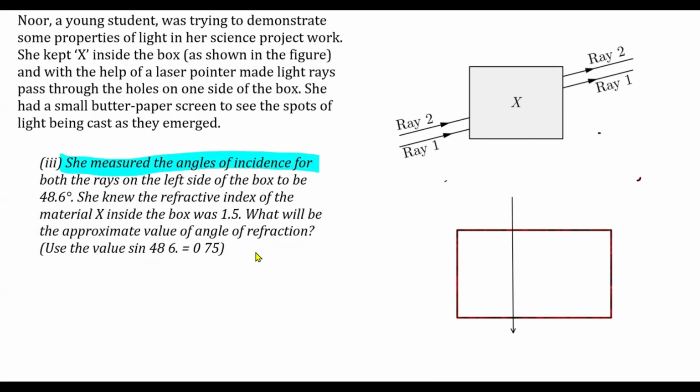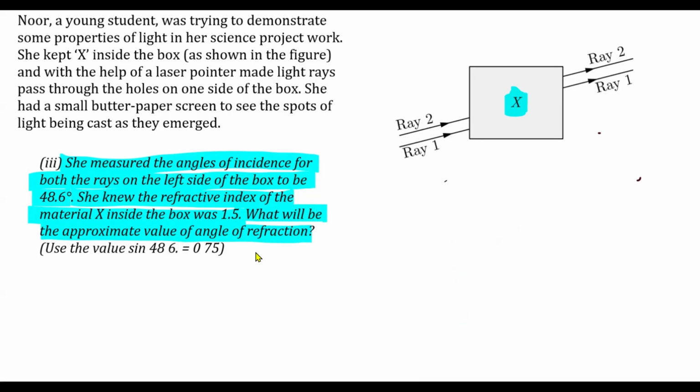It says she measured the angle of incidence on both rays on the left hand side of the box and it is found to be this, and she knew that the refractive index of the material inside X, which is a glass slab, is 1.5. What will be the approximate value of angle of refraction? So what you need to remember here is the law of refraction, which says that refractive index, Ri, is the sine of angle of incidence to the sine of angle of refraction. Refractive index given is 1.5.